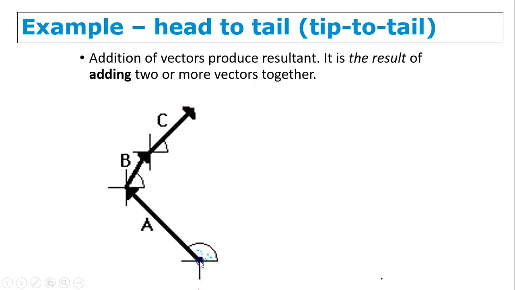Your resultant is from the beginning of A to the end of C. So that is your resultant. To measure the direction of the resultant, you use the direction of the tail of the resultant, and measure from the east.